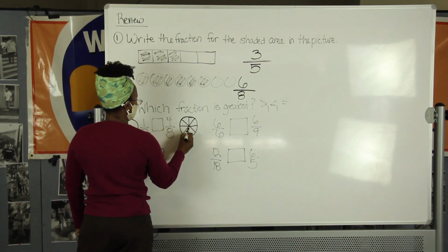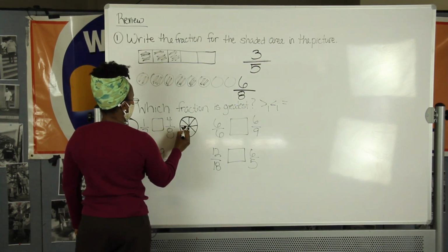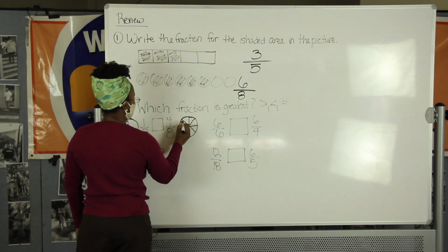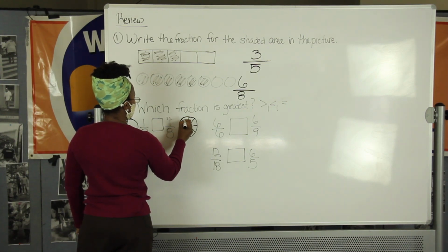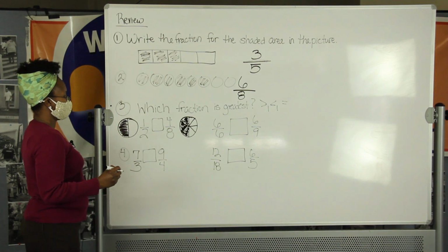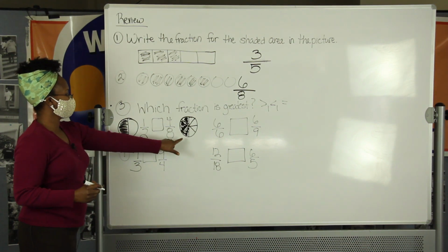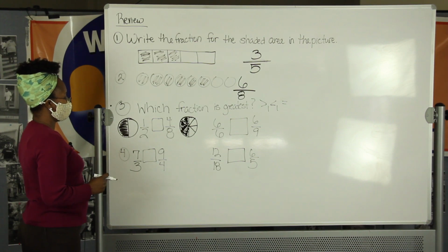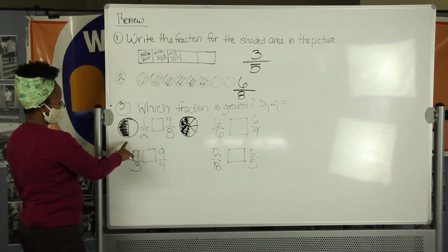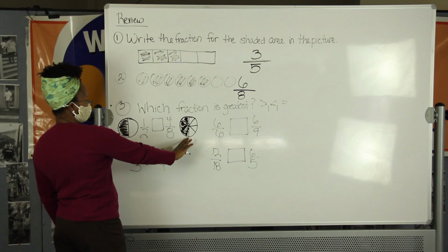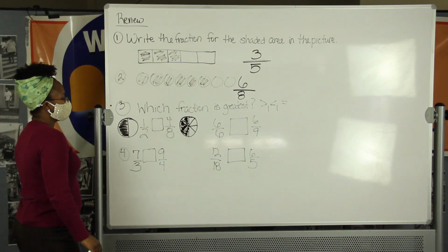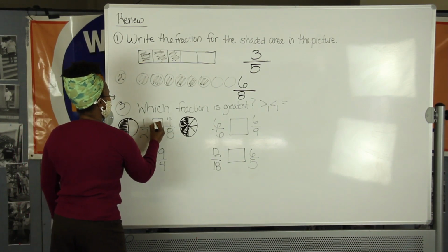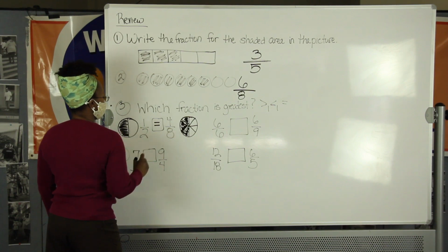This is 1, 2, 3, and 4. Just by looking at the picture, we can tell what sign we're going to use. They both cover the same amount of area. So we would say that they are equal.